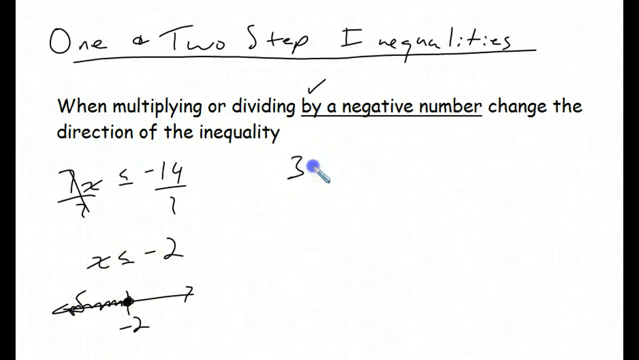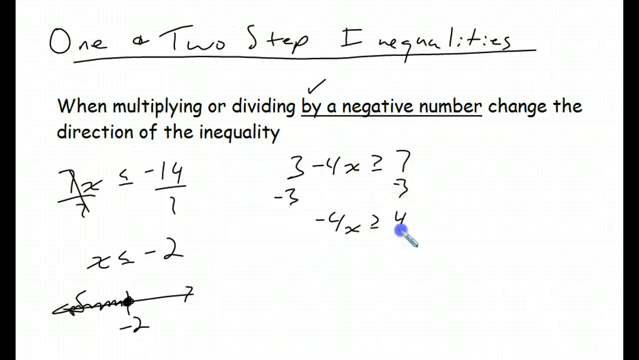Okay, another example. Let's do 3 minus 4x is greater than or equal to 7. Okay, so first I need to combine like terms. So I have the 3 and the 7. So if I subtract 3 from both sides, then I will have negative 4x is greater than or equal to 4. Divide both sides by the negative 4.